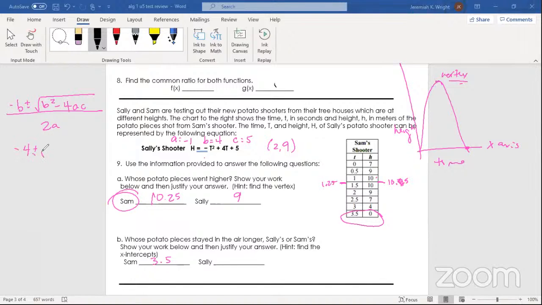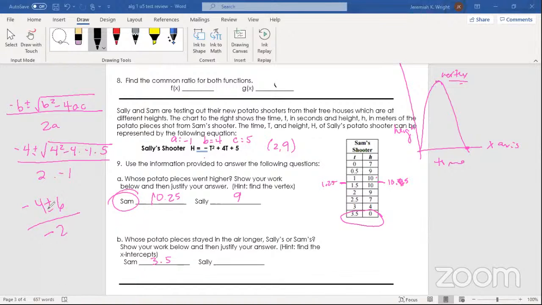So -b plus or minus the square root of b squared minus 4ac all over 2a. All right, so I'm going to plug into my calculator square root parentheses 4 squared minus 4 times -1 times 5 close parentheses, and I get 6. So that means my new equation is -4 plus or minus 6 over 2 times -1, which is -2.